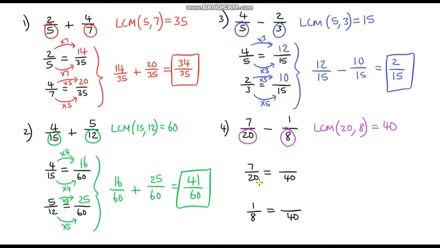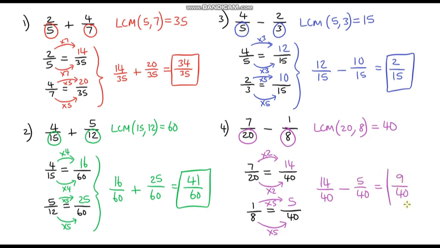So to go from 7/20 to something over 40, we need to multiply the denominator by 2 and also the numerator by 2. 7 times 2 is 14. And now for this fraction, we're going to multiply it by 5 to go from 8 to 40. So let's do the same to the top. 1 times 5, well, that's nice and easy. That is just 5. And again, we are subtracting the fractions. So 14 subtract 5, well, that gives us 9. So our answer is 9 out of 40.